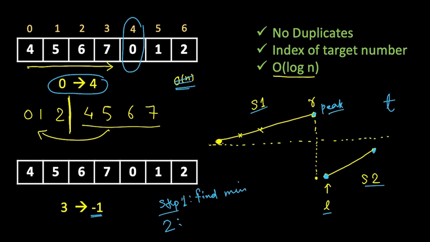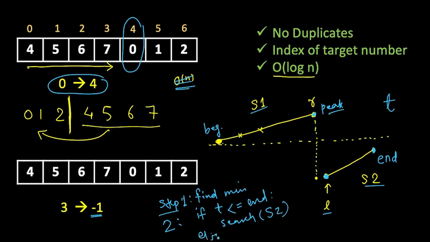If it lies in subarray 2, then T will be less than or equal to the last element. If it's less than that, it's less than everything in s1, because all the elements in s1 are more than the maximum value in s2. So let's call the last element end and the first element begin. If T is less than or equal to end, then search in s2, because T can only lie here. It's less than end, so it's less than everything in s1.